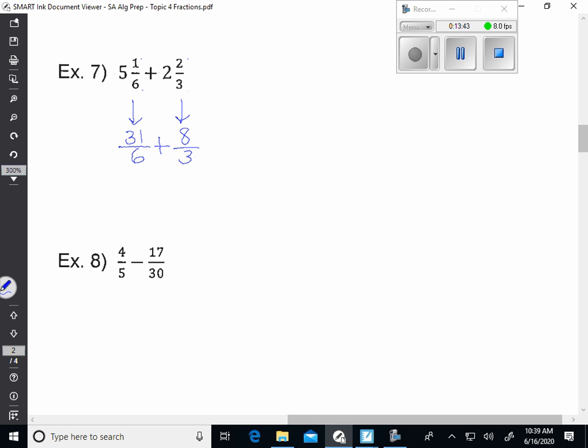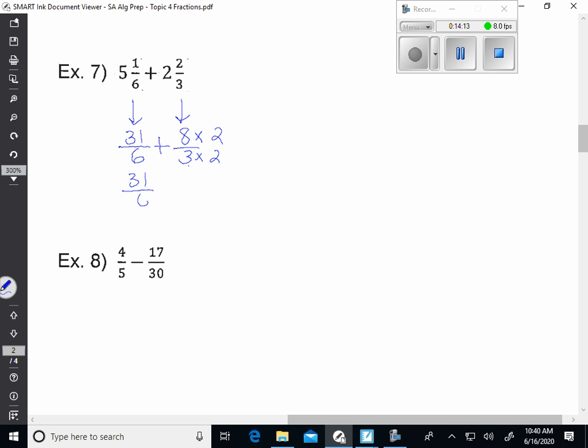So first thing was I changed them. So now I need the denominators to be the same. So I first asked myself, is there anything times 3 that will give me 6? Yes, there is. That's 2. So I'm going to take the second fraction and multiply the top and the bottom by 2. The reason I'm doing that is so that I can force the denominators to be the same.